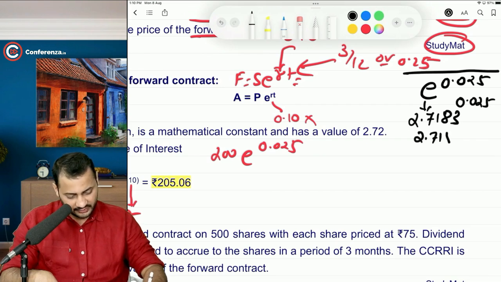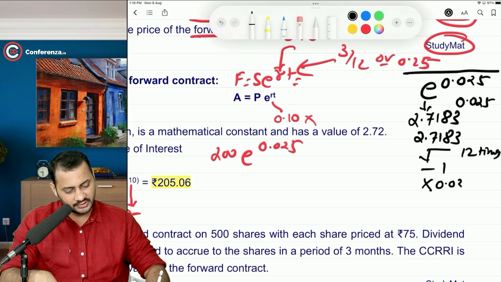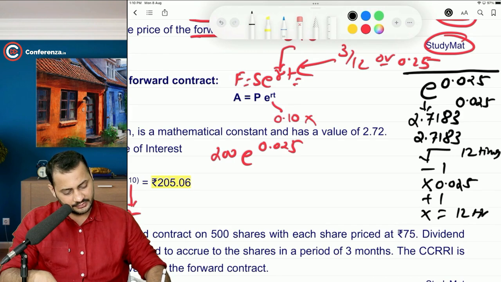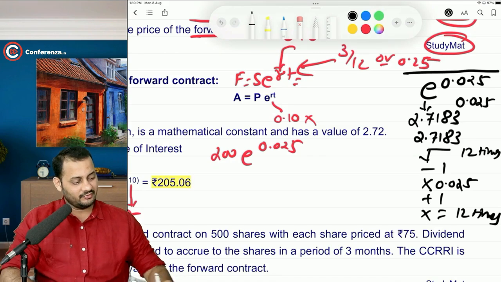Now place 2.7183 on the calculator. Press the square root button 12 times. Press -1. Then multiply by what is there in the power, 0.025. Plus 1, then equal, 12 times. This is what you have to remember again. 2.7183, square root 12 times, -1 into 0.025 plus 1. Then equal 12 times.